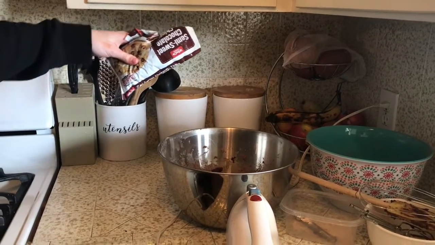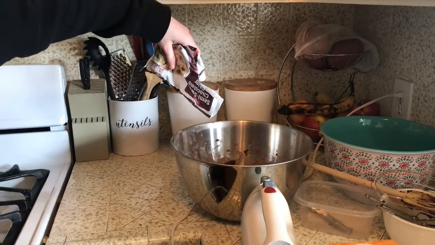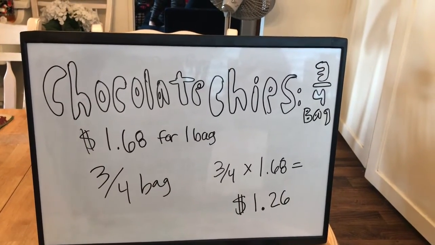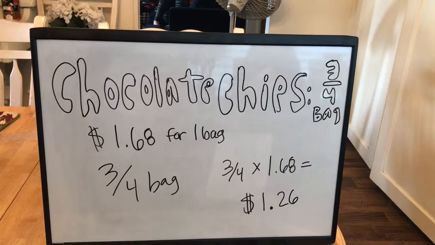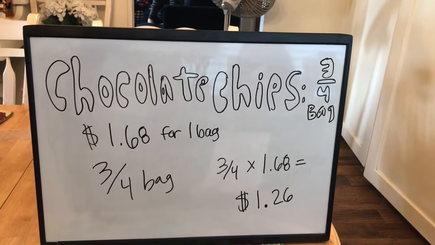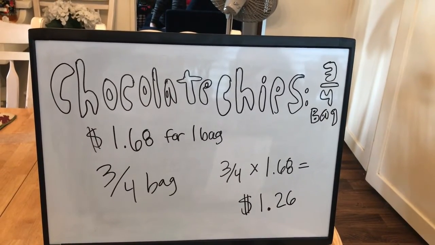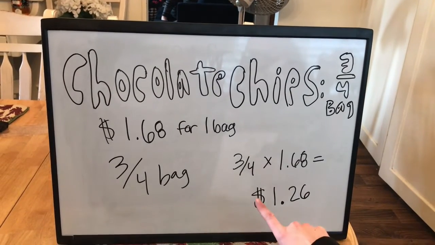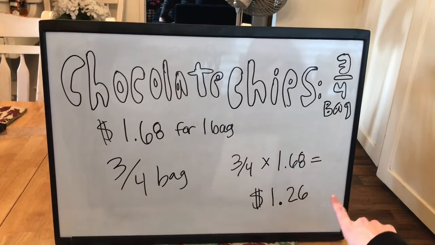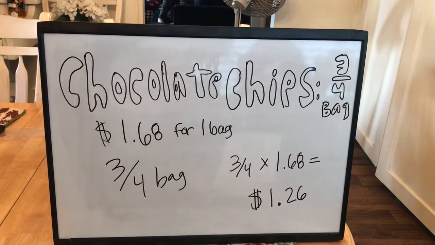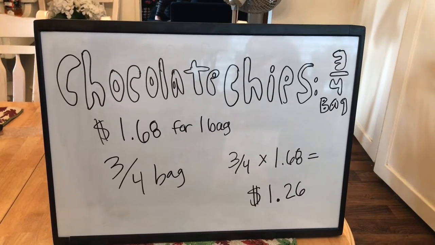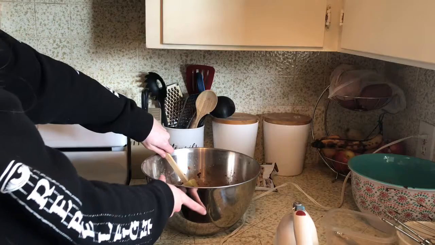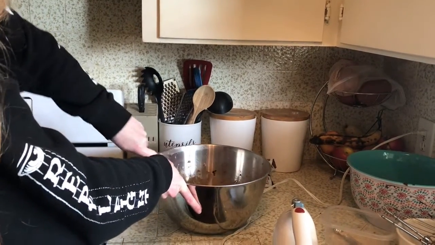Lastly, we add the chocolate chips. The last ingredient is chocolate chips. For this recipe, I used 3/4 of a bag of chocolate chips. One bag costs $1.68 at the store. 3/4 of a bag, 3/4 times 1.68 equals $1.26. In total, we used $1.26 worth of chocolate chips for these cookies. Then, stir in the chocolate chips.